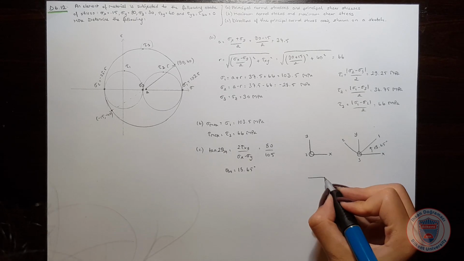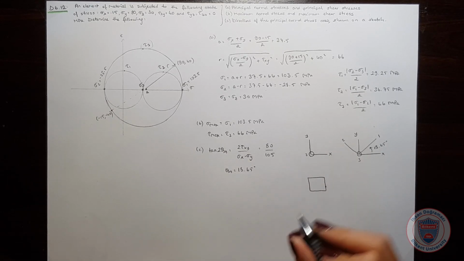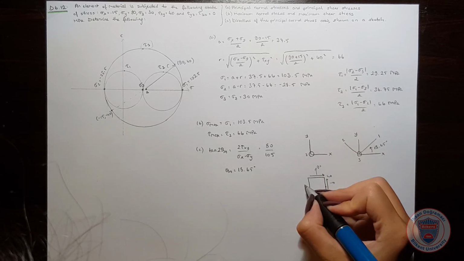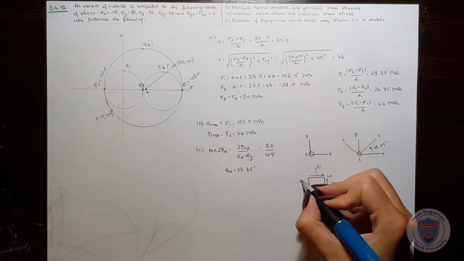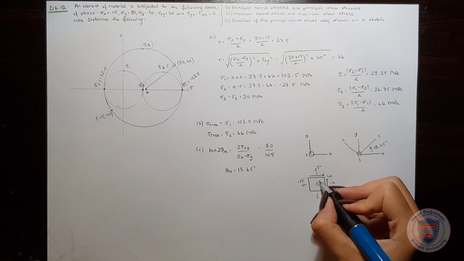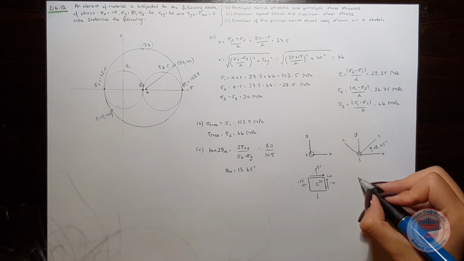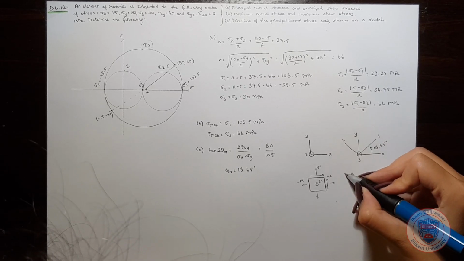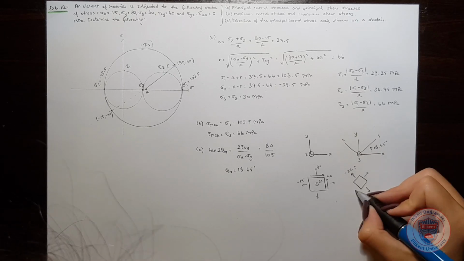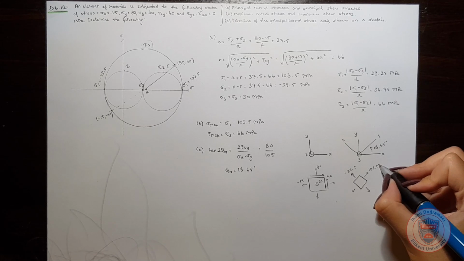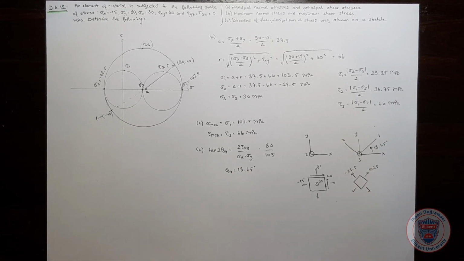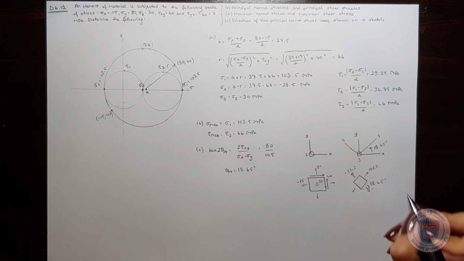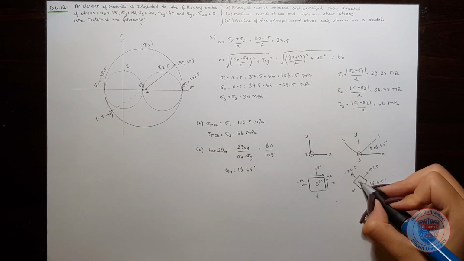So our element will look like in the beginning, but finally, and this angle will be 18.65 degrees. And also we will have sigma 3, which is 30.